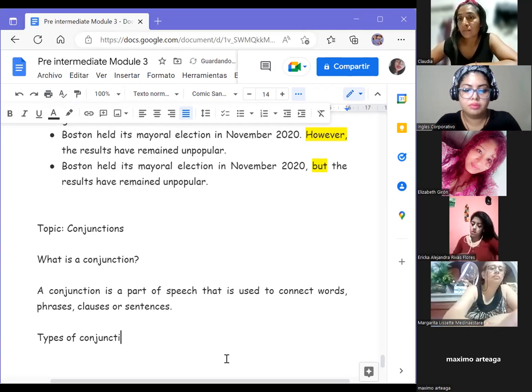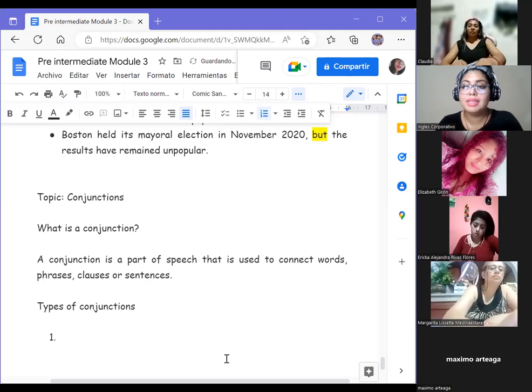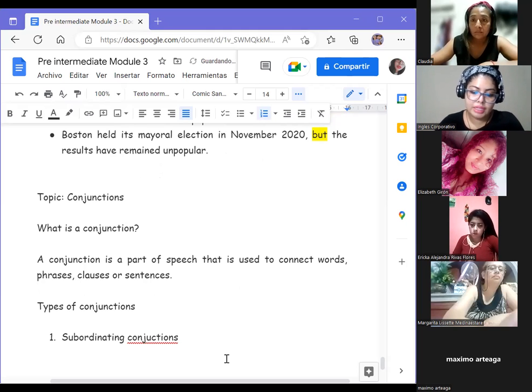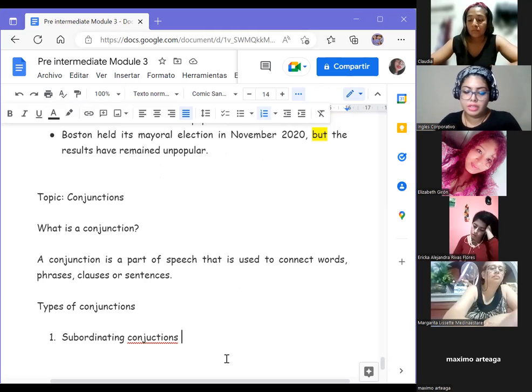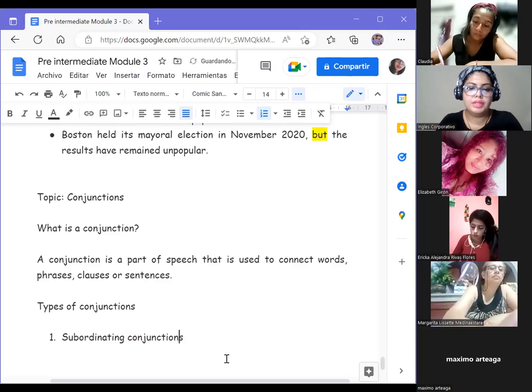We have type number one, the subordinating conjunctions. And it says that these subordinating conjunctions are also known as subordinators. These conjunctions join dependent clauses to independent clauses. In this case, they are connecting this kind of clauses. Then we have the second type, which are coordinating conjunctions.